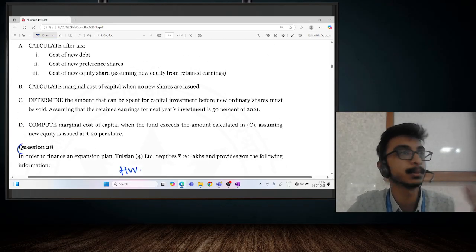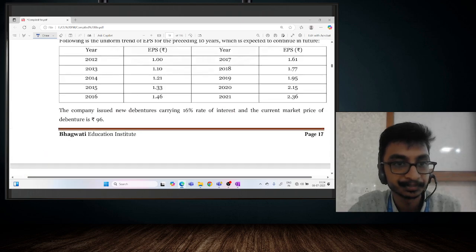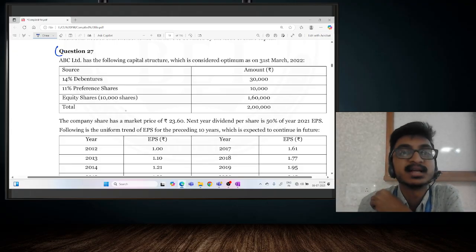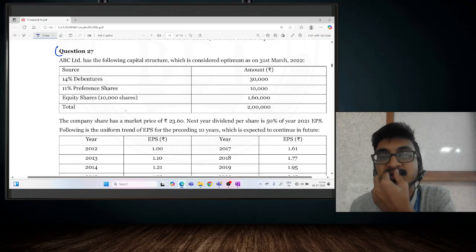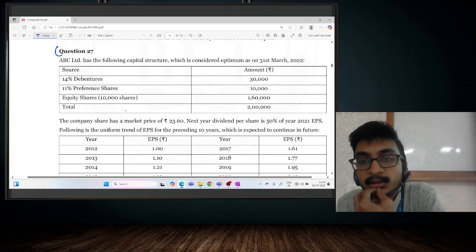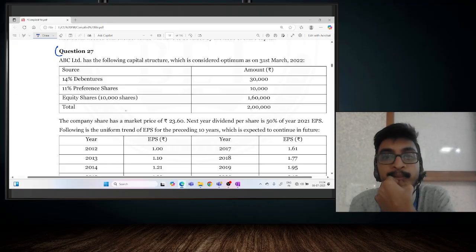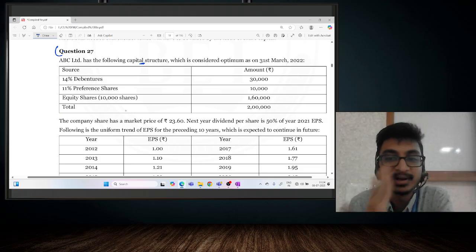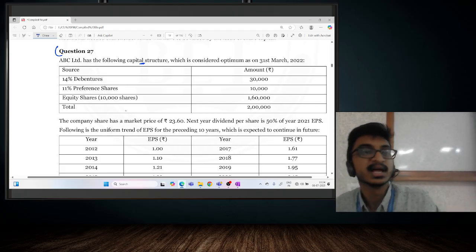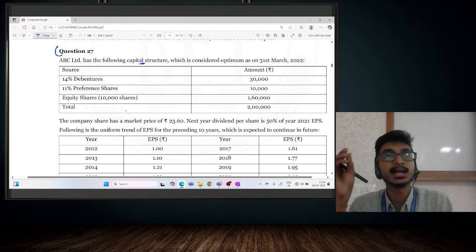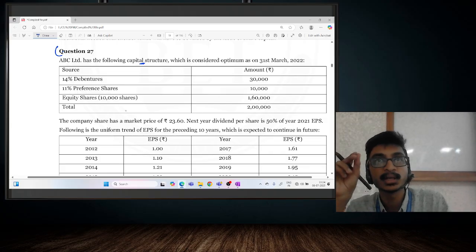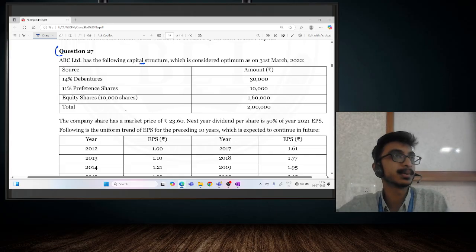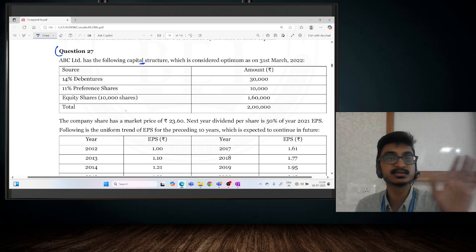Question number 27, study material question. I will do it in the class. So look at question number 27. ABC Limited has the following capital structure which is considered optimum as on 31st March 2022. Now here they are saying that they have a capital structure. First I'll explain what is capital structure and then we will discuss. See, capital structure is nothing but, while calculating weighted average cost of capital, the weights we calculate, 30% equity, 50% debt, 20% preference. That percentage is nothing but the capital structure.